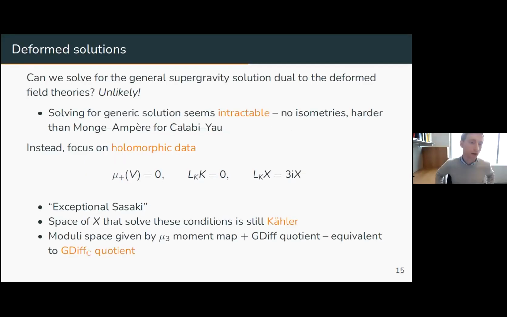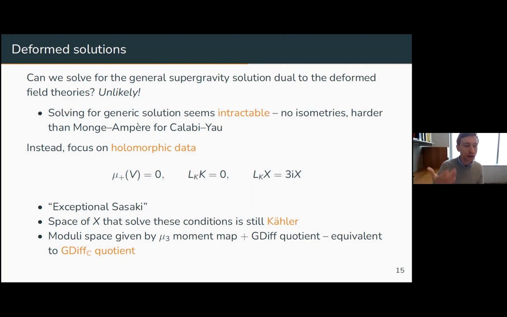So first of all, one might wonder if we can solve for the general supergravity solutions that are dual to these deformed field theories. And the answer is that this seems very unlikely in general. Solving for the general solution seems pretty intractable. These backgrounds in general will have no isometries after the deformation. And the system of partial differential equations you find is in general going to be harder to solve than something like the Monge-Ampère equation for Calabi-Yau that we're all still fighting with.